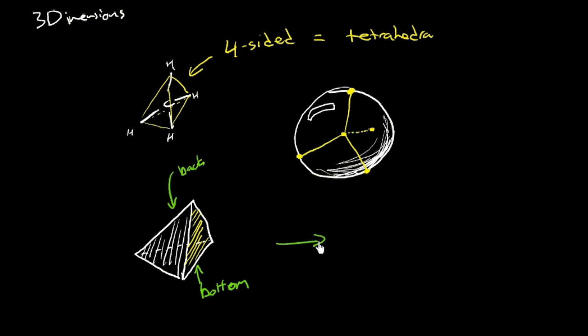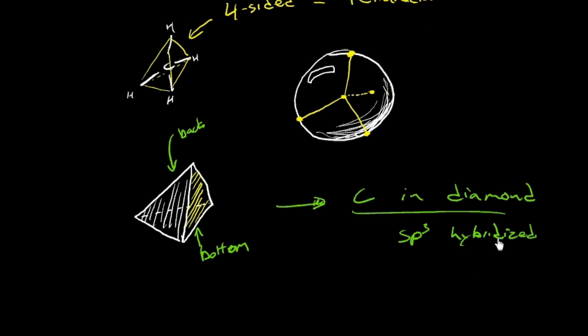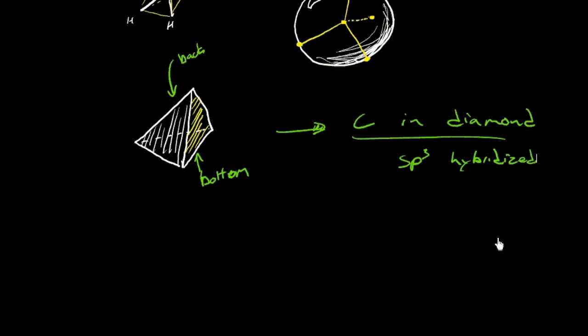And it's actually a very important geometry in chemistry, because it shows up in a lot of things. In fact, carbon in diamond is also based on this tetrahedral arrangement. And again, it's because it's sp3 hybridized. It's just that this time in diamond, carbon is bonded to four other carbons rather than four hydrogens. And again, this symmetry shows up in other ceramic crystal structures as well. So it's a really important one to understand.